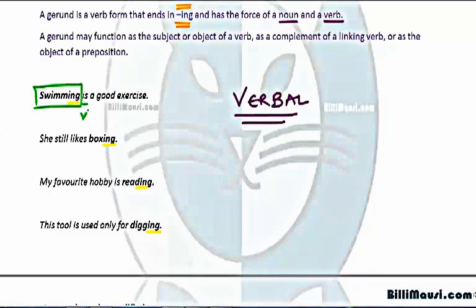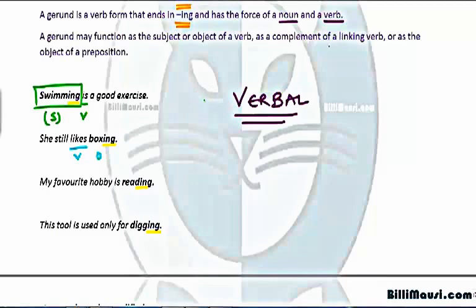In the next sentence, she still likes boxing. Here the verb is likes, and boxing is the object for the verb likes. Here it is, the swimming is the subject for the verb is. In the next sentence, my favorite hobby is reading.